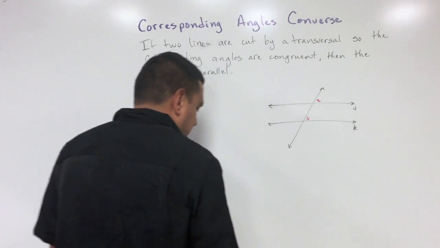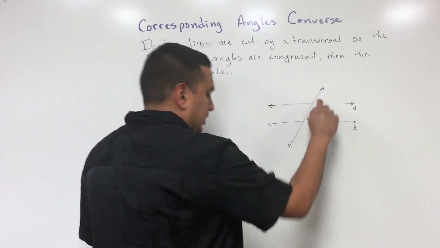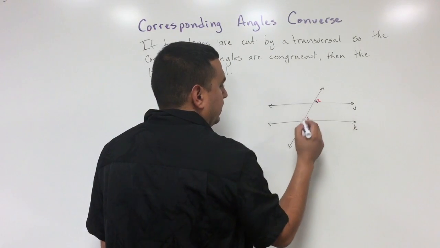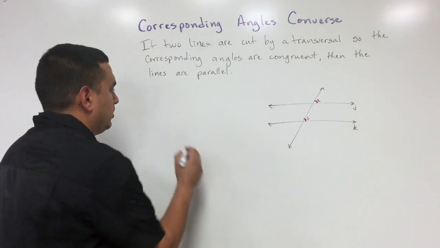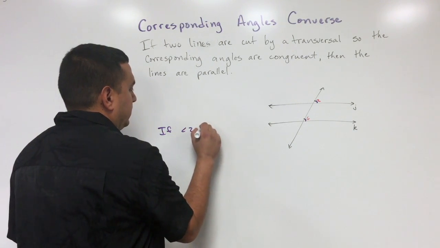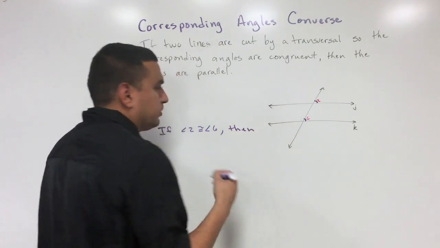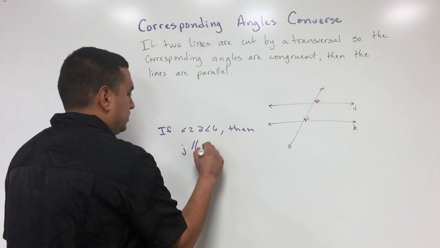So what this means is if you have a pair of corresponding angles that are congruent, like if I told you somehow that we knew that angle 2 was congruent to angle 6. Here's what we're saying: if angle 2 is congruent to angle 6, then my conclusion now is going to become that line J is parallel to line K.